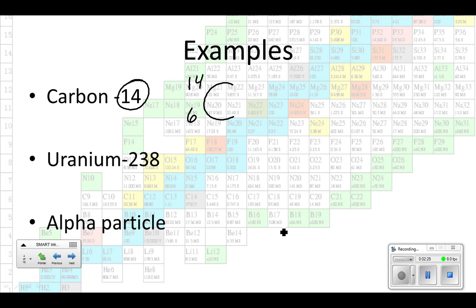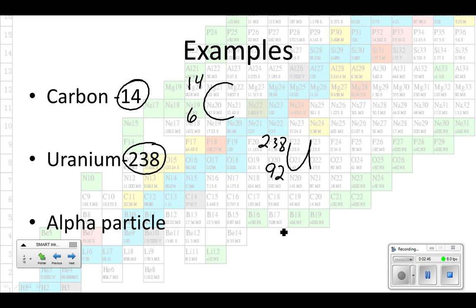And that's all there is to that. Okay, so for uranium, we do exactly the same thing. Uranium symbol is U. It is number 92. You can look that up. And then for the number above, again, right there it is, 238.